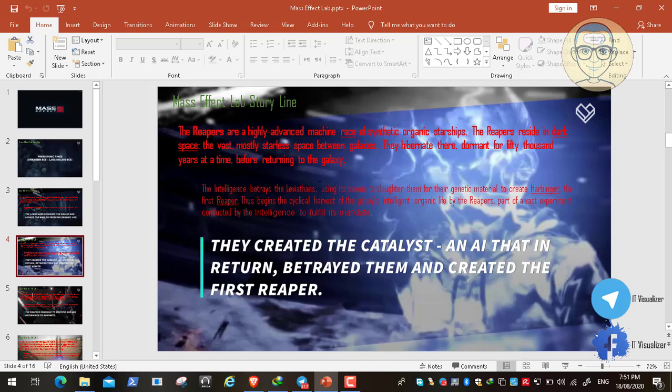Okay, so what happens is that the Leviathans created the AI, artificial intelligence, and the artificial intelligence betrayed them, creating the first Reaper, which in turn destroyed the Leviathans and began its way to invade the remaining galaxies and to destroy all other living organisms in the galaxy.